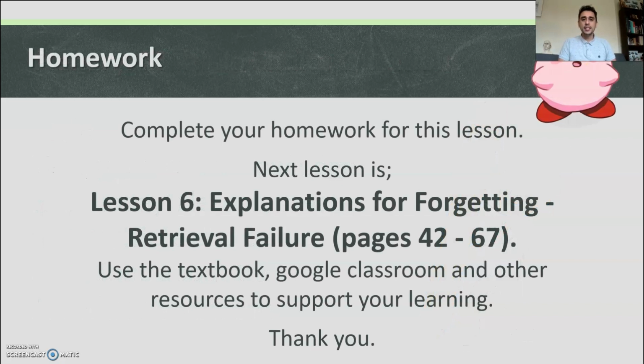And there we go, that's the lesson. That was lesson 5, explanations for forgetting: interference. Next lesson is lesson 6, explanations for forgetting: retrieval failure. It's an alternative explanation for why we forget.